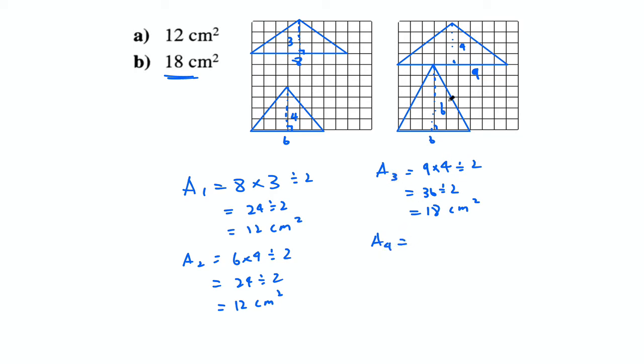And finally, this fourth triangle down here, we have a base of 6 and a height of 6. So that's 6 times 6 divided by 2. Again, we get 36 divided by 2, which gives us 18 centimeters squared.